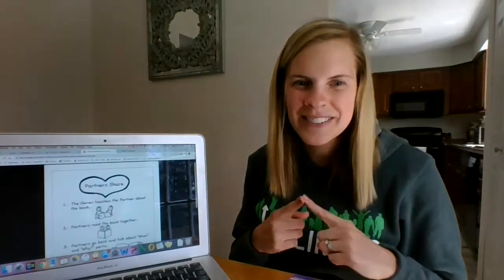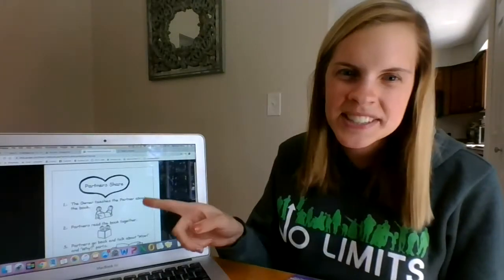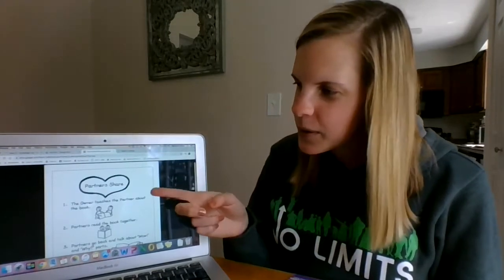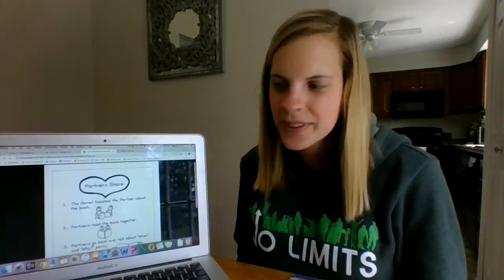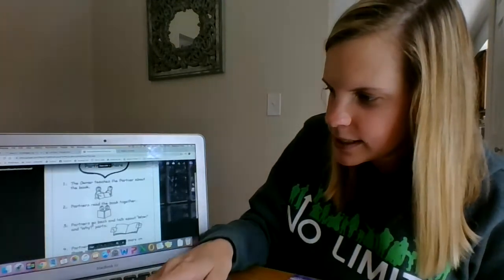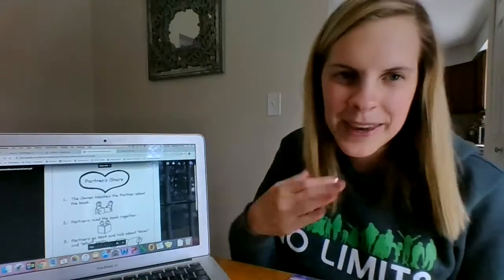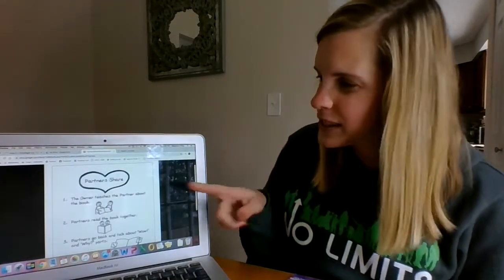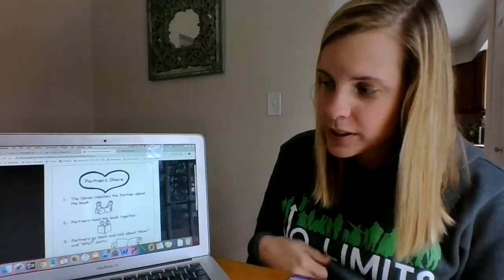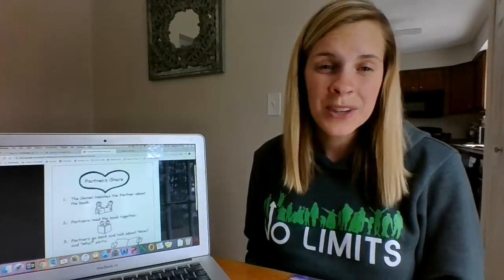Now, because I didn't have access to a printer, I pulled up on my laptop, and this is linked into the lesson plans, ways to share with your partner. It is a 4-step process to make sure that you are doing the best book talk you can do with your partner. So, step 1, it says the owner teaches the partner about the book. The owner is another way of saying the reader. So I would be the reader today, and you guys are my partner.